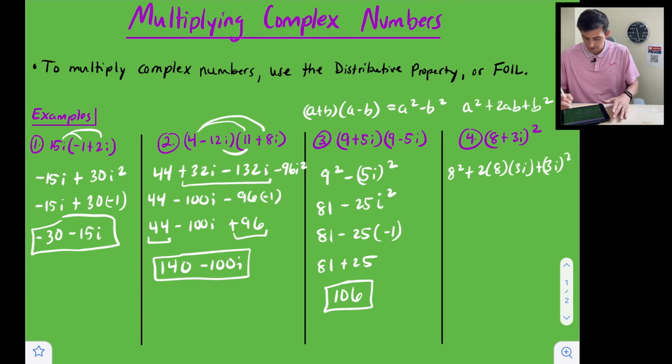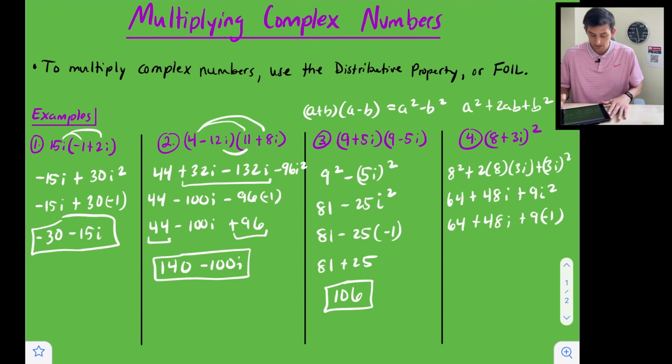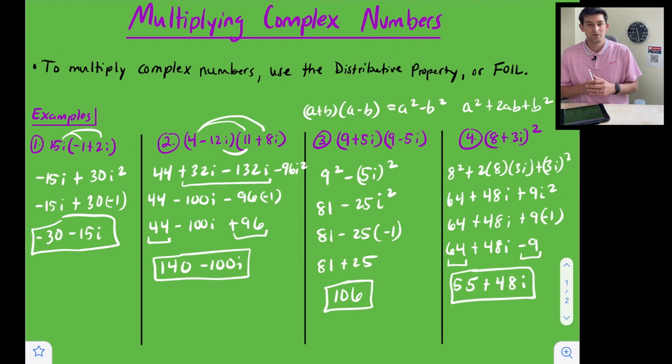So now we can simplify. So 8 squared would be 64. This would be 48i, and this would be 9i squared. So now we have 64 plus 48i plus 9i squared, and then once again, i squared is equivalent to -1. So 64 plus 48i minus 9. And now we can combine 64 minus 9, and we get 55. So our final answer would be 55 plus 48i. Okay? And that is how you can multiply complex numbers.